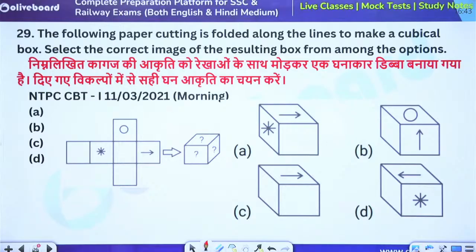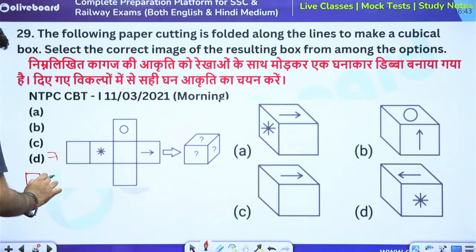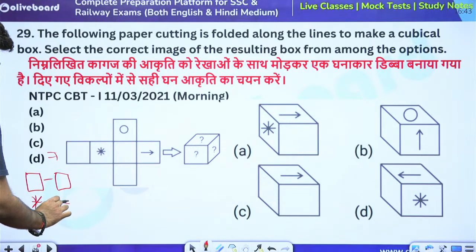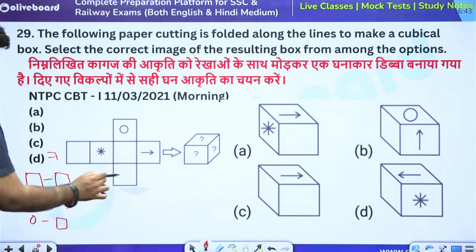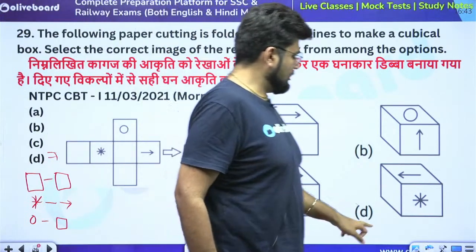Very good. Excellent. So again, here we'll have to manually observe, because if you see, this is the longest line. So blank is opposite to blank. The asterisk is opposite to the arrow, so they cannot be seen together. And the circle is opposite to the blank, the remaining ones. Now, look at option A. Asterisk and arrow are coming together. Cannot be formed, cannot be formed.